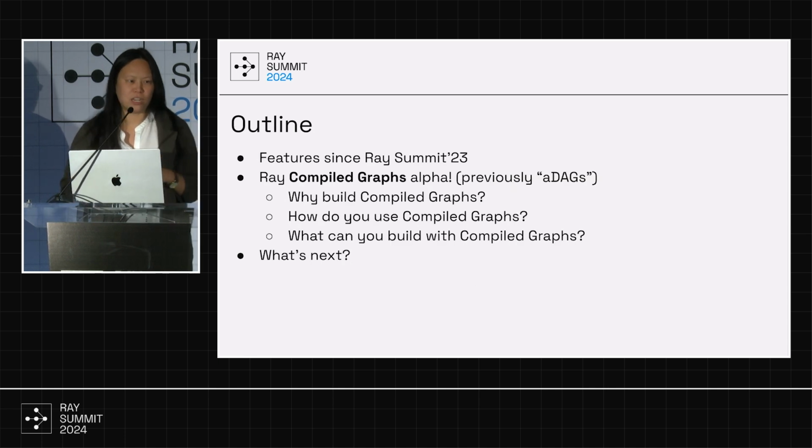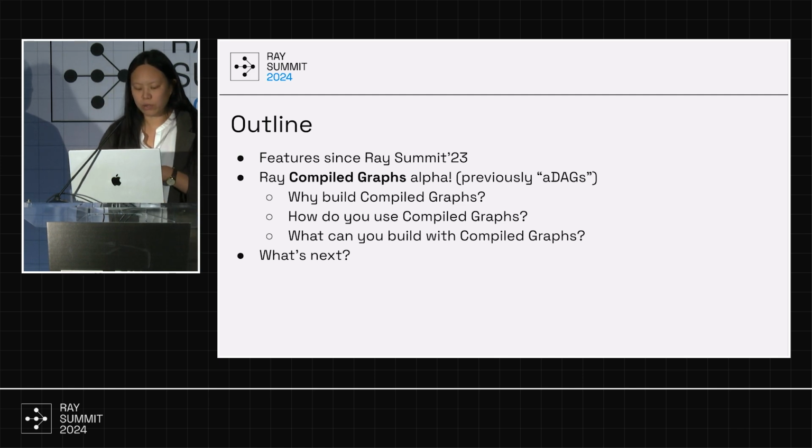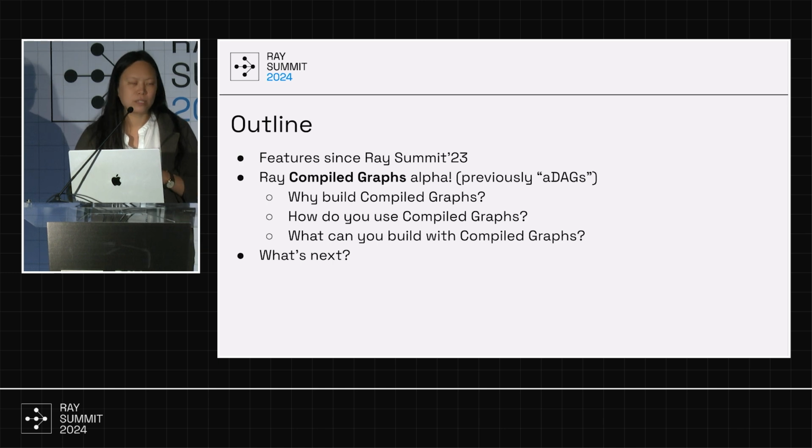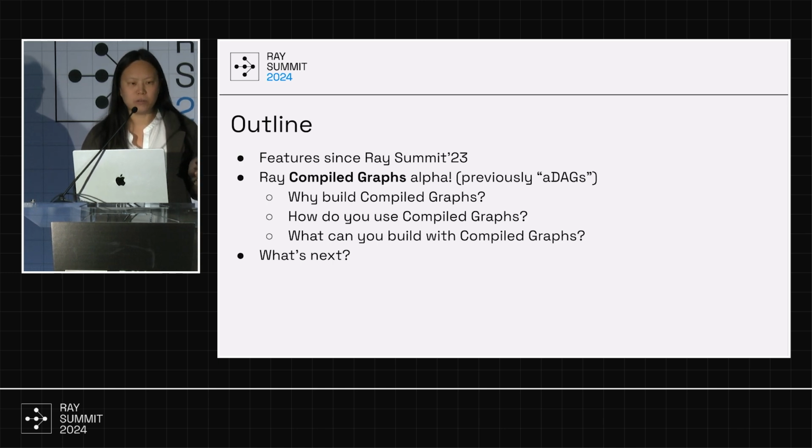So for today, we're going to go through a quick overview of some of the major features that have been released in Ray core since the last Ray Summit. And then we'll spend the rest of the talk doing a deep dive of this system called Ray compiled graphs, which you may have seen in the keynote. This is essentially a new backend for the Ray core system. And so we'll do an overview of the reasons why we built this and how you can use it yourself.